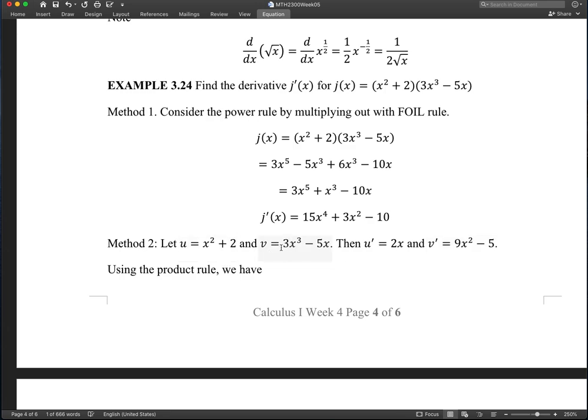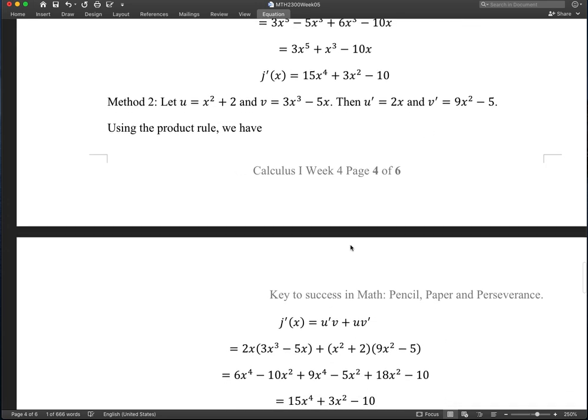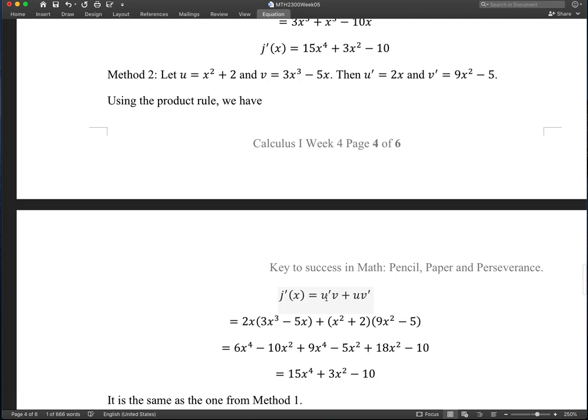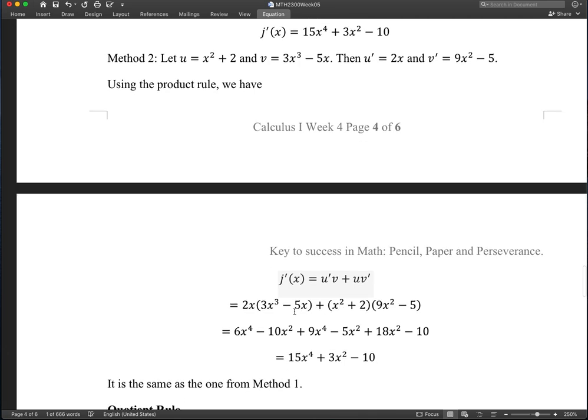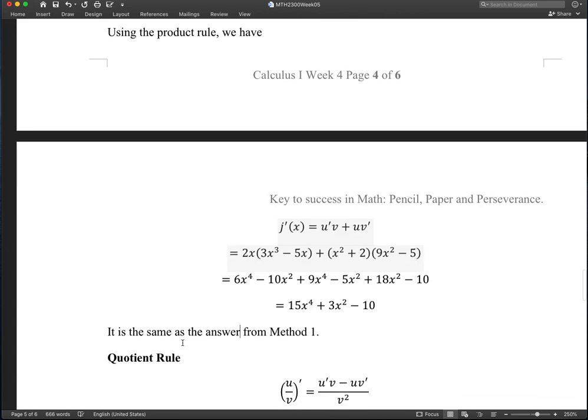Then I think, am I correct? 3x cubed, so that's 9x squared. I believe I'm all right. Okay. Then we have u, v, and u prime, v prime. Then according to the product rule, it turns out to be u prime v plus u v prime. So carefully plug in all those expressions for the corresponding notations. And then I simplify this. Actually, believe it or not, the answer I got in the end is really the same answer as I got from the first method, right?